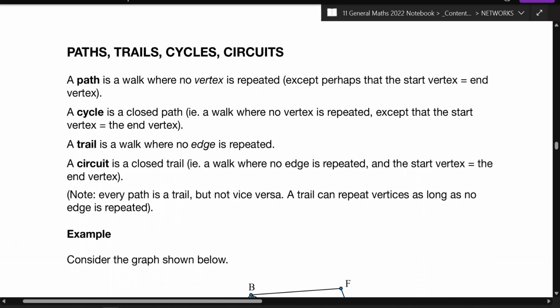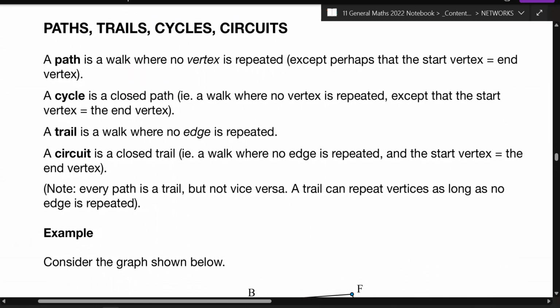Now we're going to look at four more terms that you need to remember. So more examples of different types of walks. So a path, the first one, is a type of walk, okay? And make sure you understand this, no vertex is repeated. Okay, you got to remember that. You can't repeat a vertex except the start and finish. The thing is, however, that's very similar to a circuit, but we won't go there just yet. So a path, no vertex. You can't go back to a dot again.